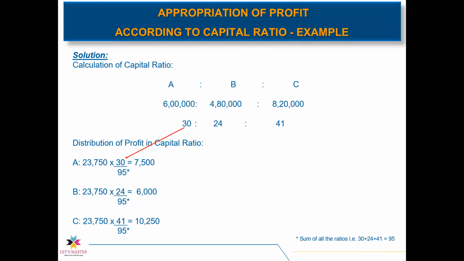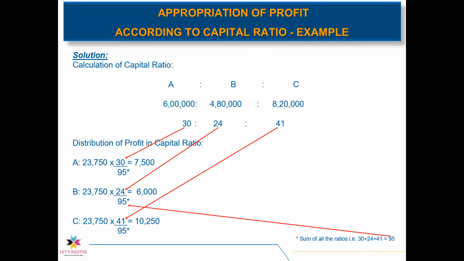So for A, he will get 30. For B, he will get 24. And for C, he will get 41. And all these are divided by 95. That is sum of all the ratios. So this is how you can calculate the effective capital employed, and this is how you can distribute the profit in the ratio of employed capital or effective capital employed by the partners in the firm.